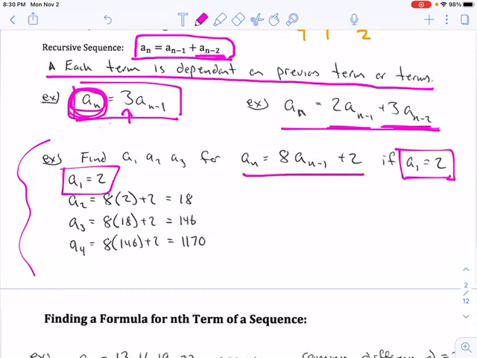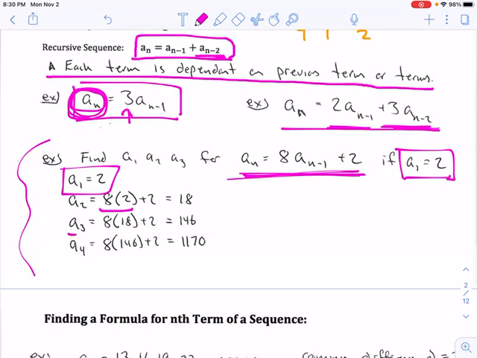But now we want to find a sub 2. So a sub 2, according to this formula right here, is 8 times the previous term. So 8 times a sub 1. So a sub 2 is equal to 8 times a sub 1, where a sub 1 is 2. That's 16 plus 2 is 18.